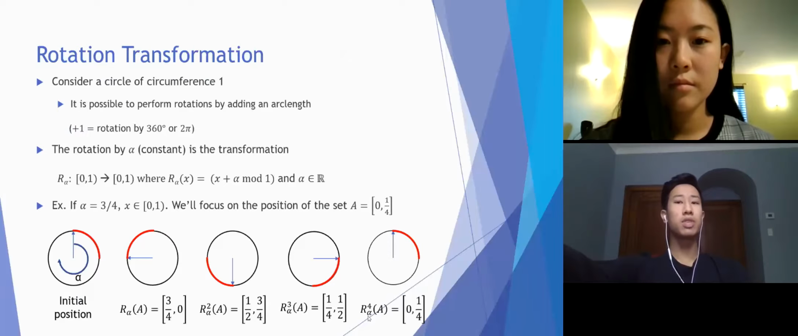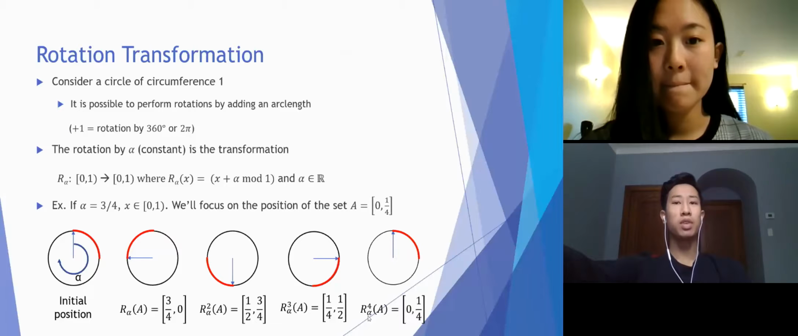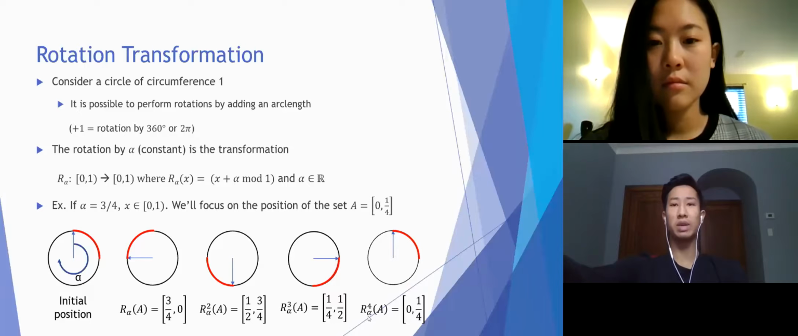Now, consider a circle of circumference 1. If I were to move along the circle by a number, so for example, if I were to move by half a unit, it would mean going around half the circle. This is how rotation can be done by adding numbers modulo 1 instead of angles, where a rotation of 1 is the same as a rotation of 360 degrees or 2 pi radians.